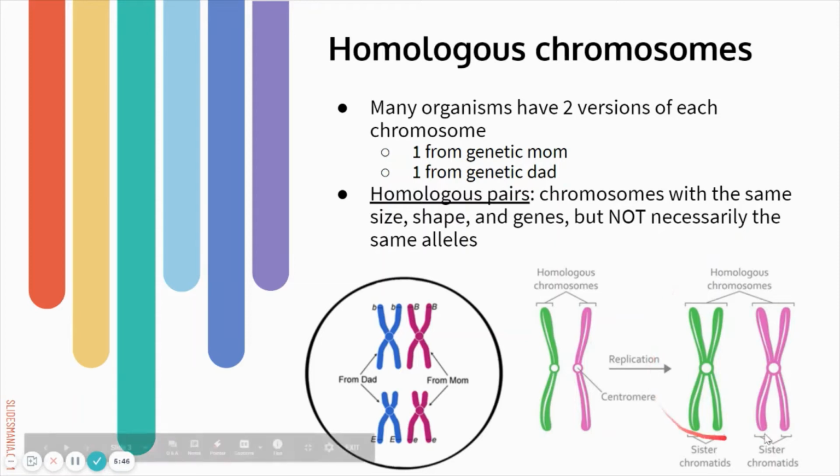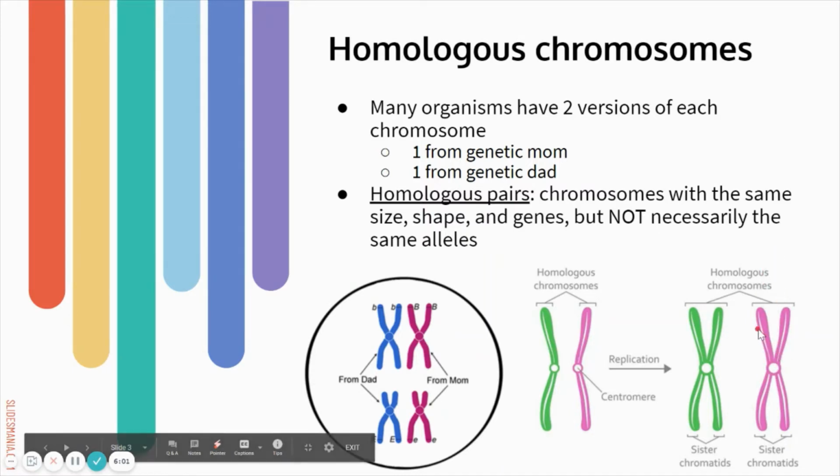Or we can look at these same chromosomes once they're replicated, and it's the exact same thing. They're still homologous, and we've got one chromosome from dad and one chromosome from mom. And you can see in this picture, they're the same size, they're the same shape.